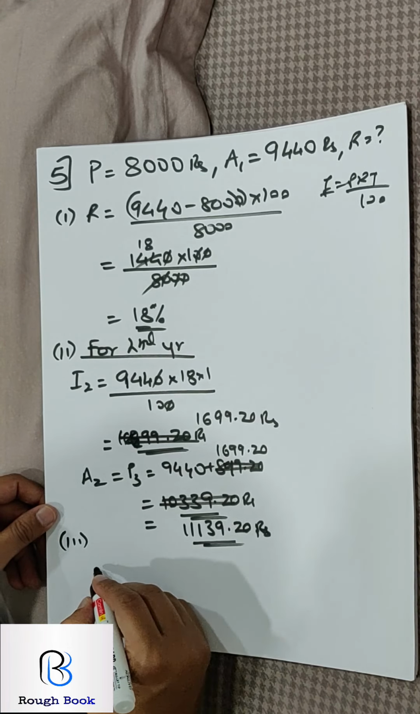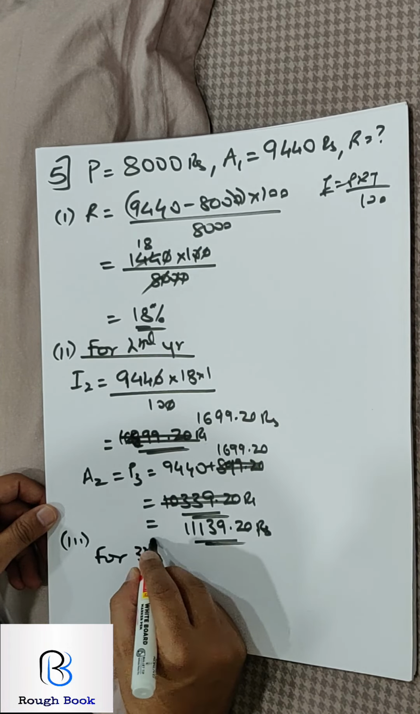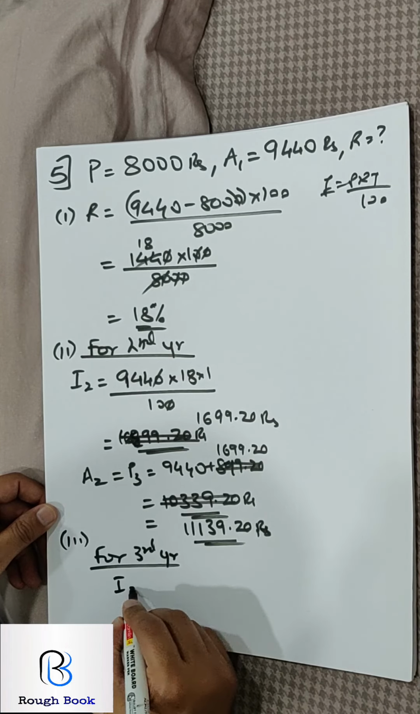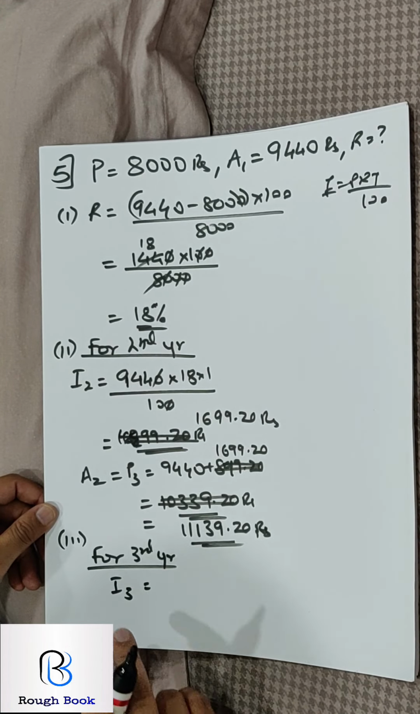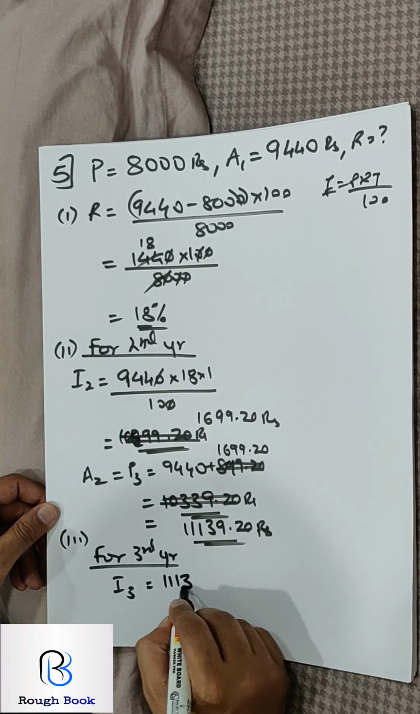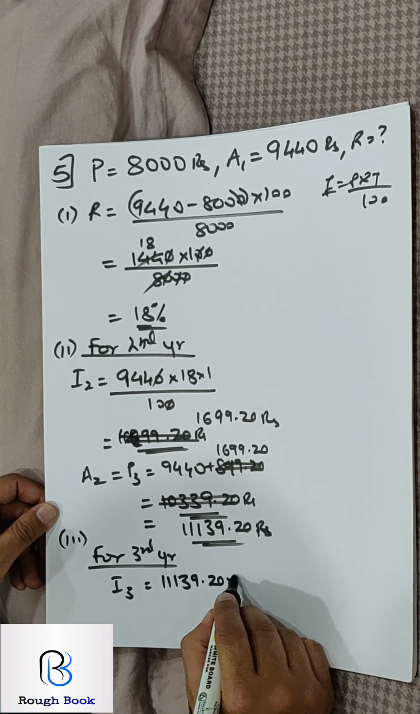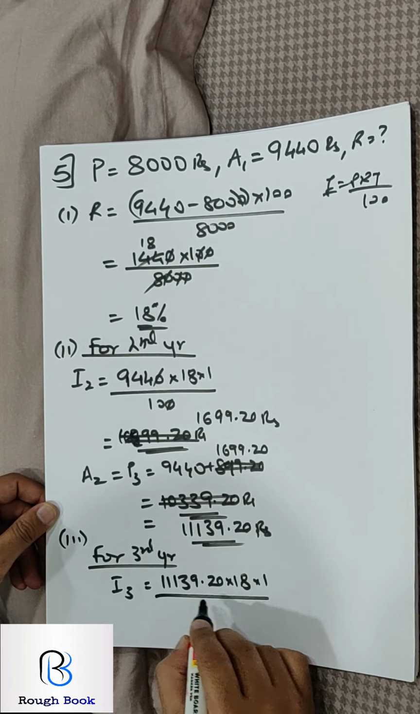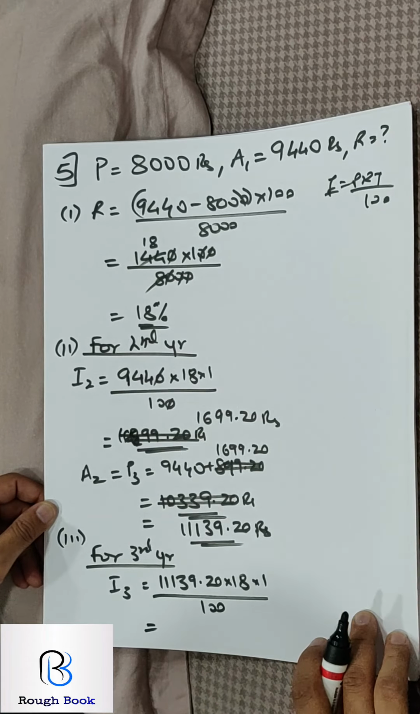Perfect. Let's go for the third part. For the third year, the third part is interest accrued in the third year. So interest accrued in the third year is 1139.20 into 18% divided by 100. Come on, let's calculate this.